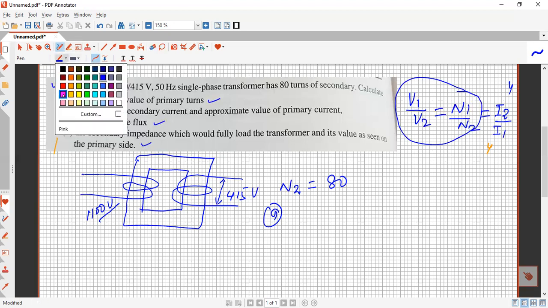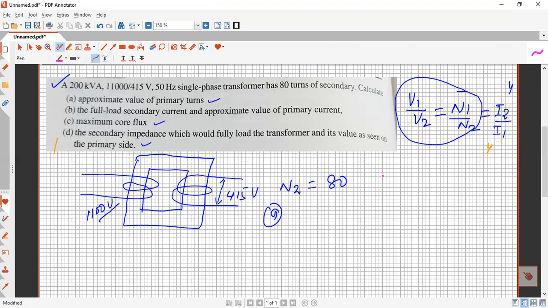Just apply V1/V2. V1 is given as 11,000, divided by V2, which is 415, equals N1 divided by N2. N1 is not known, we have to find it, and N2 is given as 80. So calculating it, N1 comes out equal to 210.48. The number of turns will not be a fraction, so we take N1 as 2120. This is the primary number of turns.